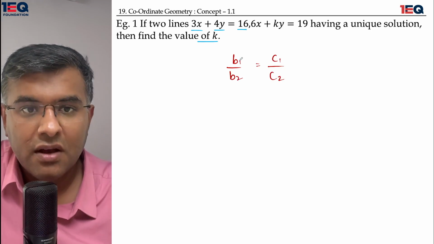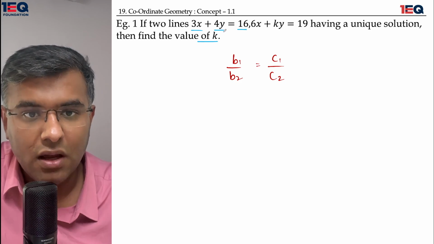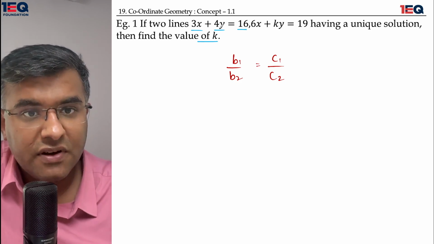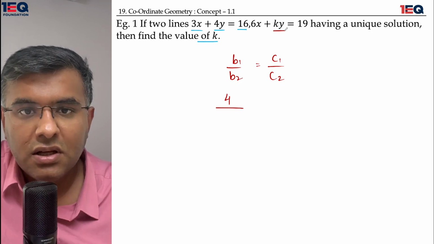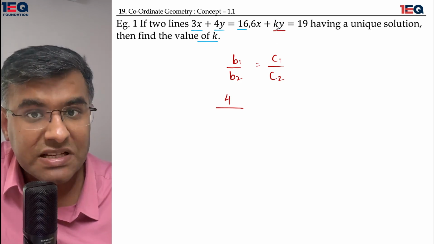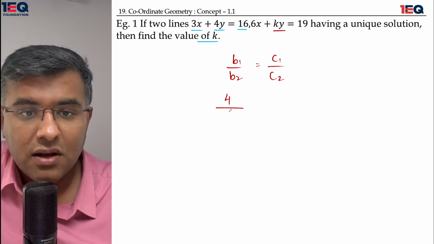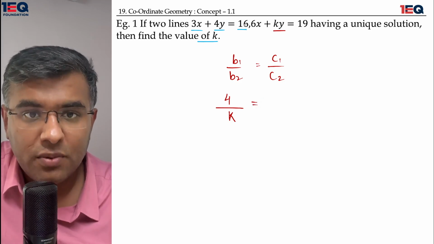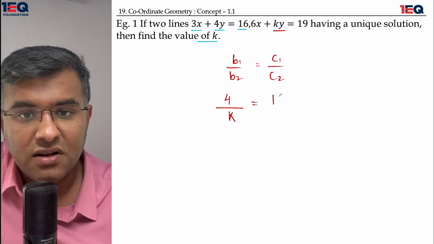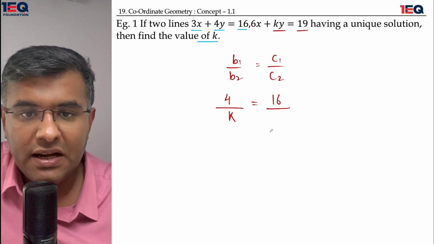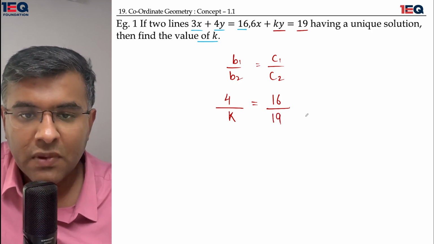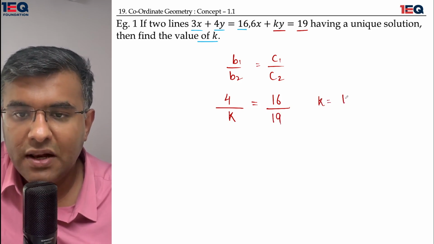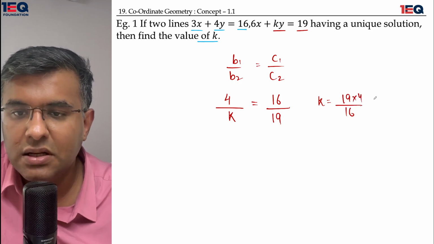As simple as that. The coefficient of y in the first equation, I will call b1, so the coefficient of y is 4. In the second equation it is b2, so the coefficient is k. This is going to be equal to 16, which is the constant value of the first equation, c1, and 19, which is c2, the constant value of the second equation. Now from here, I can find the value of k as 19 into 4 whole upon 16, which is also equal to 19 by 4.